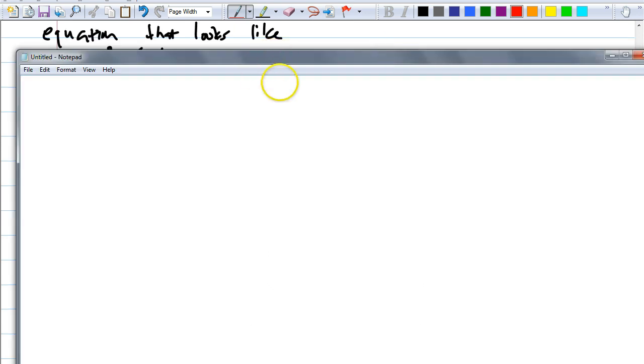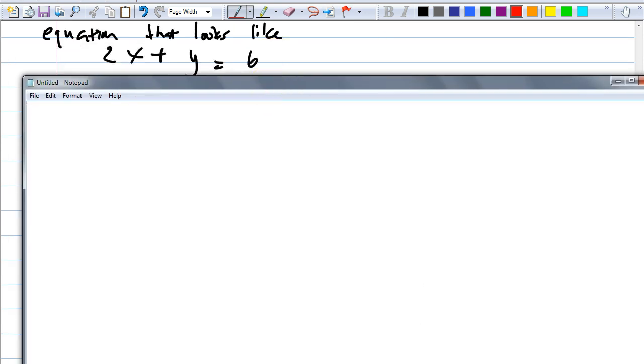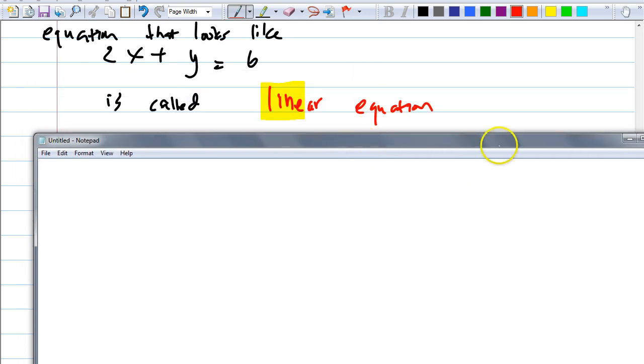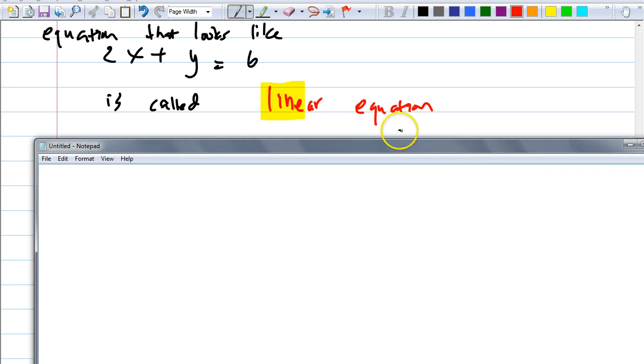If you have an equation that looks something like this, 2x plus y equals 6, what is multiplying y right here? 1. 1 times y equals 6. Any equation that has this form is called a linear equation. So write this down.